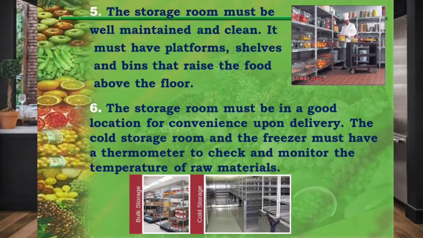Number 5. The storage room must be well maintained and clean. It must have platforms, shelves, and bins that raise the food above the floor. Number 6. The storage room must be in a good location for convenience upon delivery. The cold storage room and the freezer must have a thermometer to check and monitor the temperature of raw materials. So those are the good manufacturing practices of raw materials.